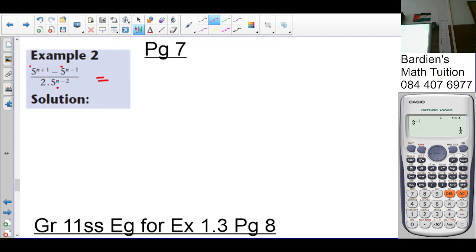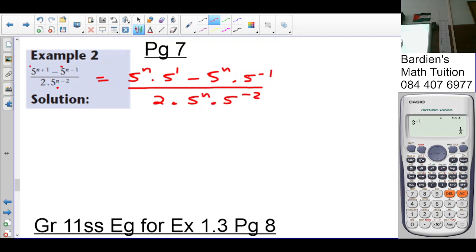Okay. So 5 to the exponent n plus 1 can be written as 5 to the n times 5 to the 1, minus 5 to the n times 5 to the negative 1, over 2 times 5 to the n times 5 to the negative 2. We'll come back and write those notes down. What note goes there? First, break up the bases. What is the next step?